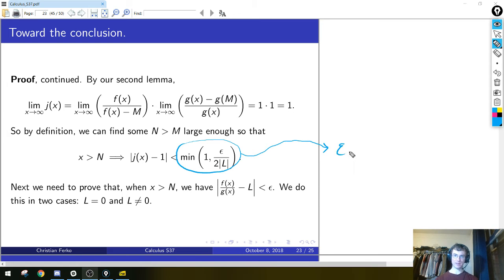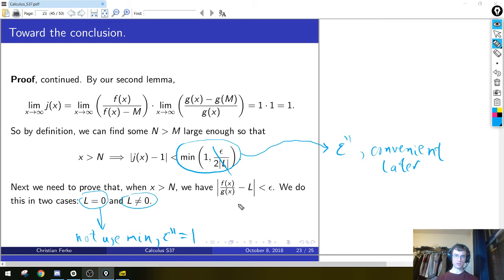So this is our value of epsilon double prime, which will be convenient later. You take the min of 1 and the starting epsilon that we got handed on step 1, divided by 2 times the absolute value of L, which was the value of the limit that we want this to go to. Now I should comment that we actually should handle two cases, L equals 0 and L not equal to 0. Because when L equals 0, this thing that I've written down is undefined. So when L equals 0, you can just not use the min. Just pick epsilon double prime equals 1. Right, so just throw away the second piece if L is 0.